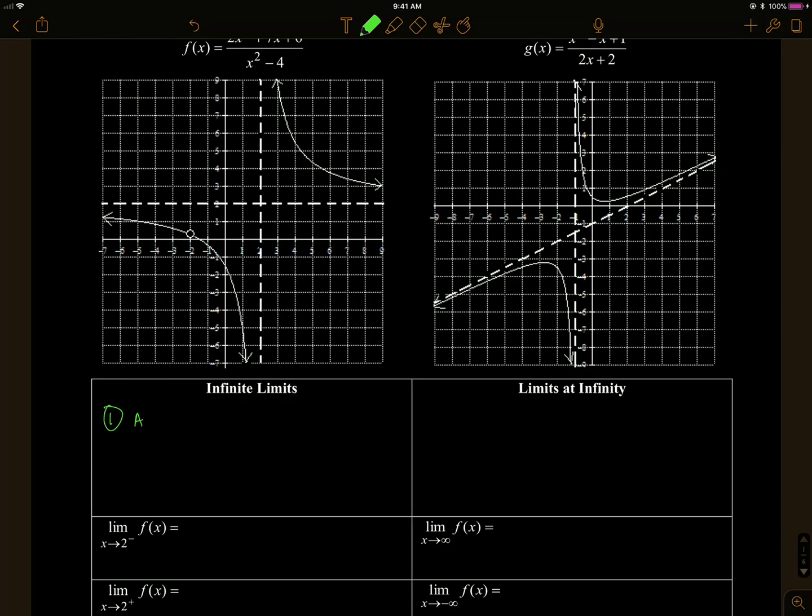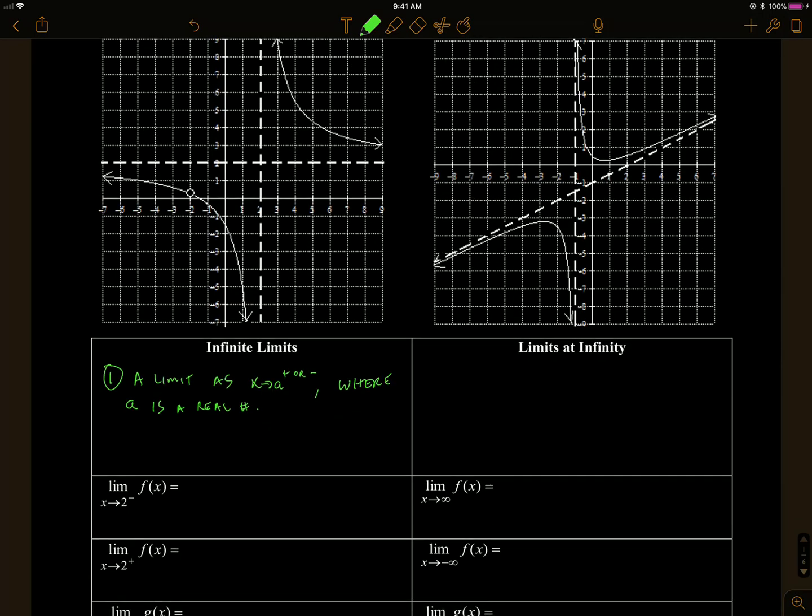there is going to be a limit as x approaches a, typically from one side or the other. So I'll say left or right, where a is a real number. So we're not talking about x approaching infinity or negative infinity. So that's the first thing, and it's going to be one-sided typically.